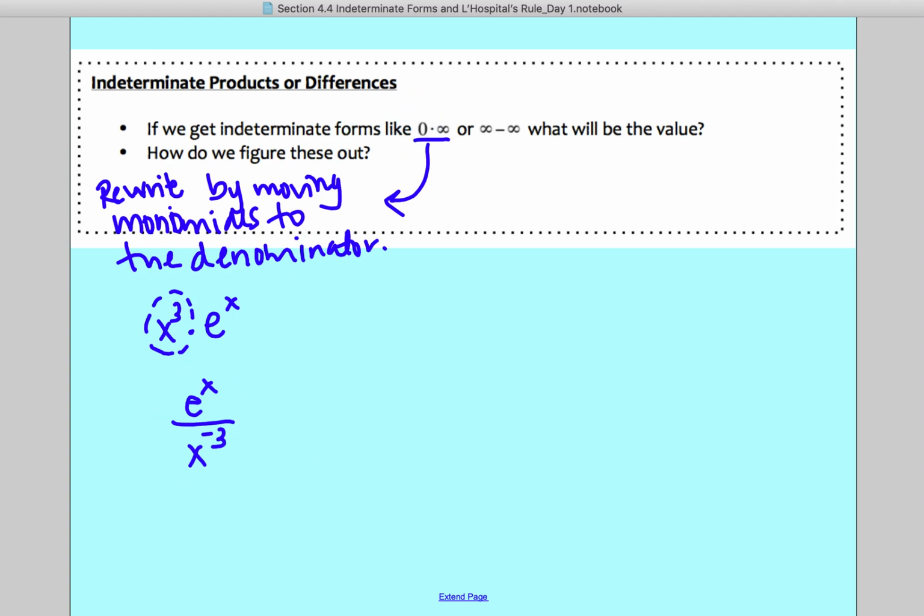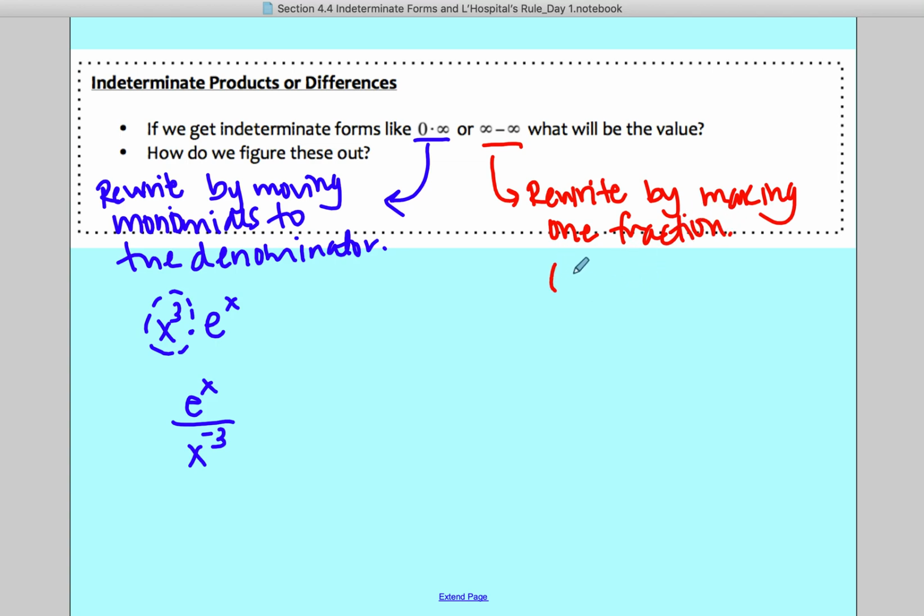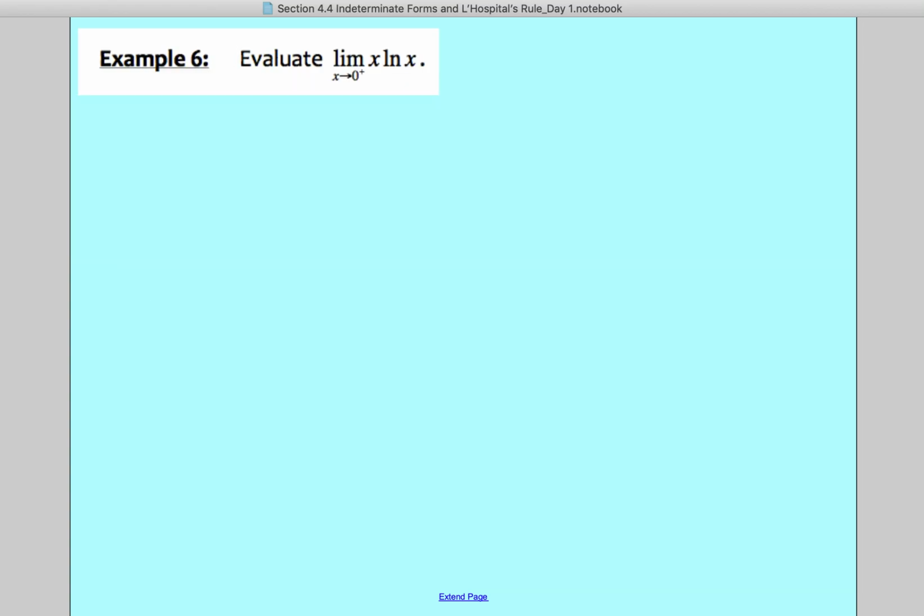Okay. If I have subtraction, typically how we handle this one is, if I have something being subtracted, I will rewrite it by making one fraction. And the way you get one fraction when you're subtracting things is you get a common denominator. Okay, so we're going to go ahead and look at these forms, but those are typically how we handle those.